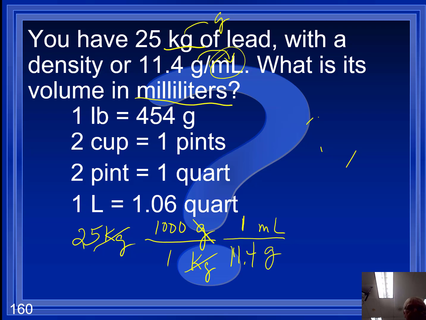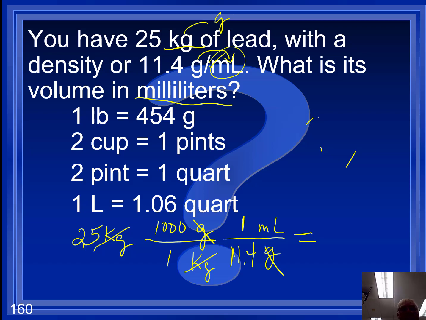The grams canceled out, and I've got the unit I wanted. Okay. So I push those buttons. 25 times 1,000 divided by 11.4 equals a whole bunch of numbers. How many do I get to write down?